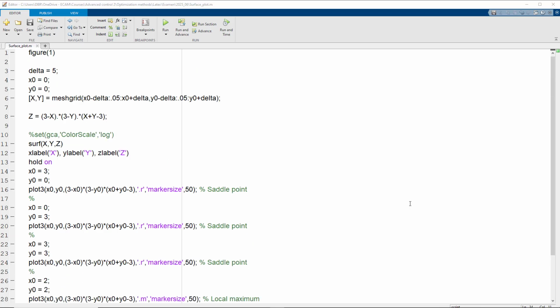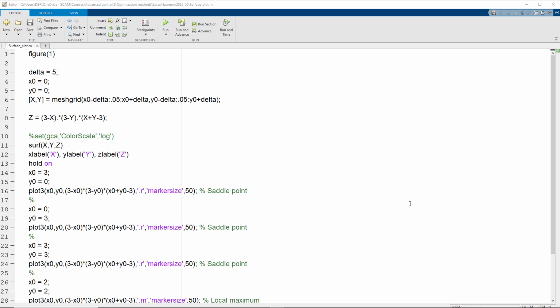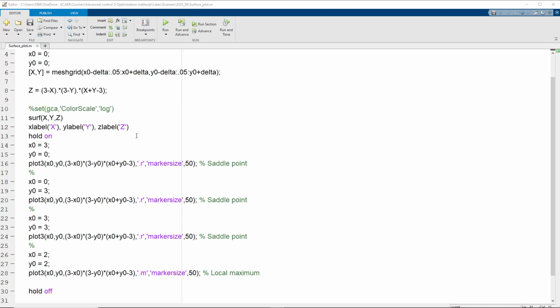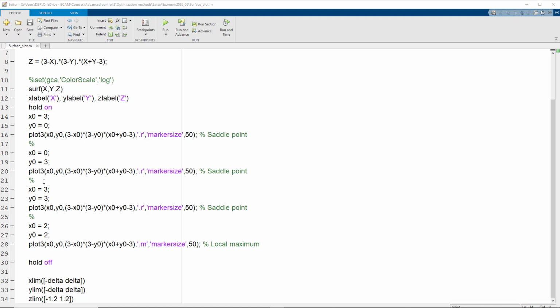So as usual, we should check this in MATLAB. What I've done here is make a surface plot of the function that we have considered, and what you see over here are the 4 critical points. The first 3 are the ones corresponding to a saddle point, and they will be marked with a red dot, and the local maximum will be noted with a magenta point, right?